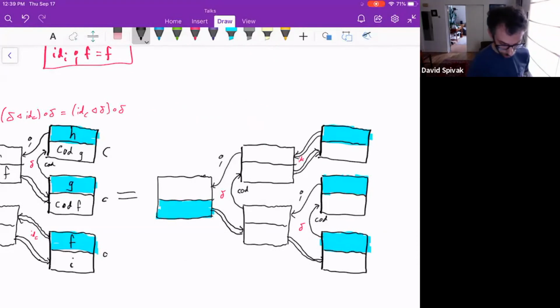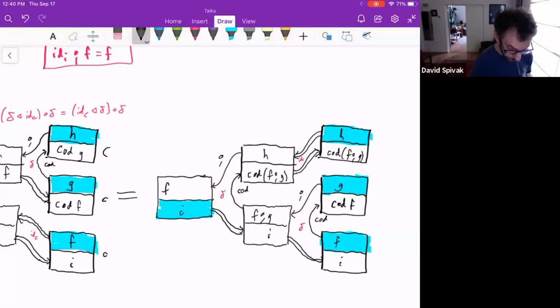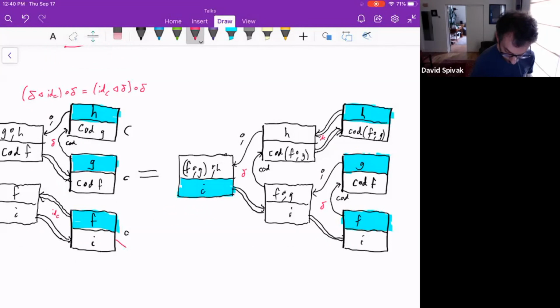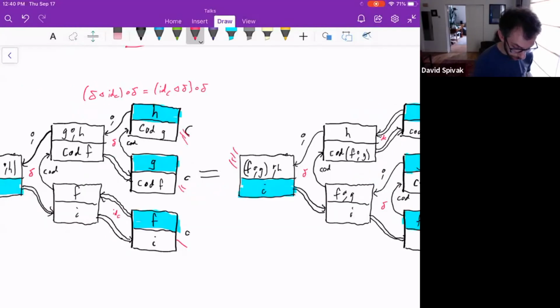So we fill it in the same way. We have I, F, G, H. But let's fill in some stuff. So this is cod F. This is then F composed G. This is cod of F composed G. This is copied over cod of F composed G. This thing is just H, and now this thing is F composed G composed H. So let's see what we got. We know that this is this, this is this, this is this, and this is this.